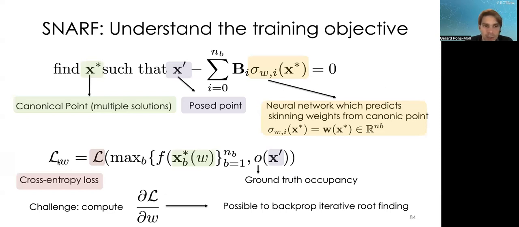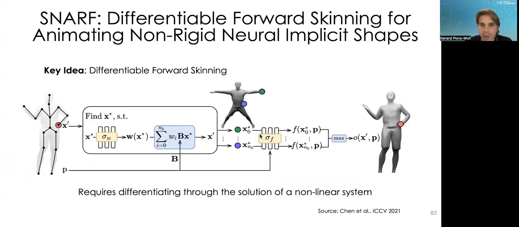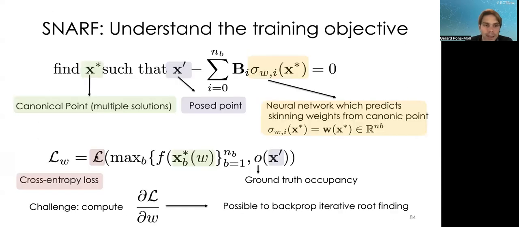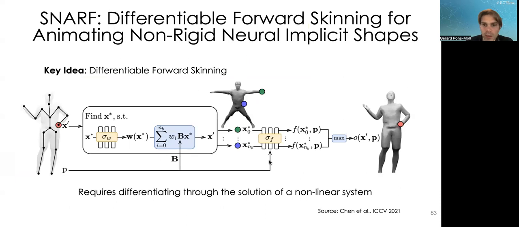Now we have a loss here, and the loss is the loss of these neural network parameters, actually also of the parameters of sigma f, but I omitted this here, sigma f being this occupancy network in the canonic space. And so here you have a cross entropy between what? Between our predicted occupancy, which is the max over all these possible canonic points, and the ground truth occupancy at x prime.